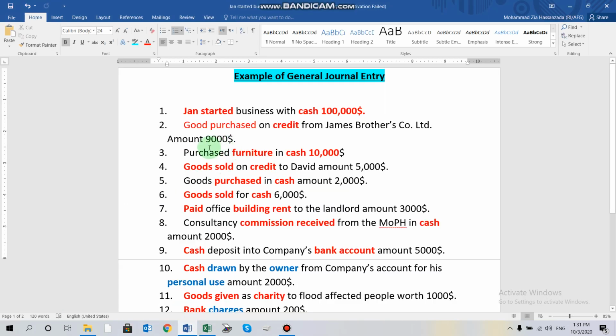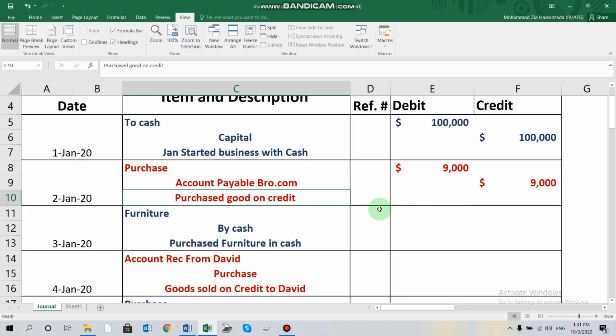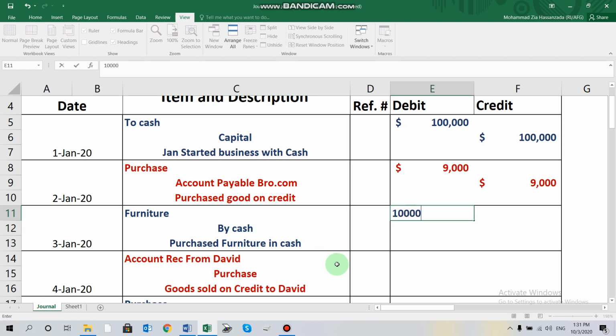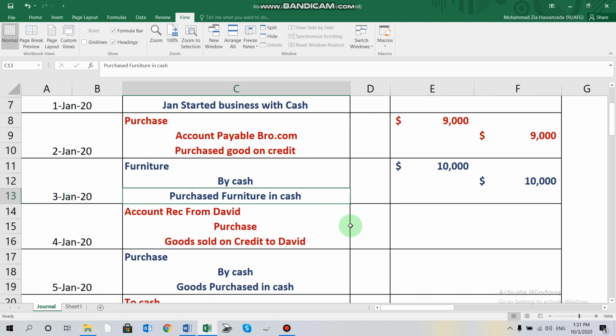The next transaction is purchase furniture in cash. Both the sides are assets. One asset is increasing, one asset is decreasing. The asset which is increasing is furniture, which should be recorded into the debit side. So it is recorded by 10,000 debit. Cash is decreasing by 10,000, so we record it into the credit side.